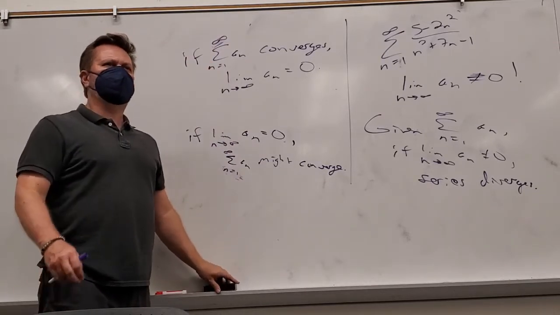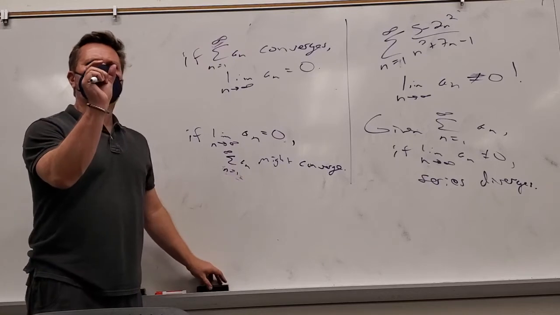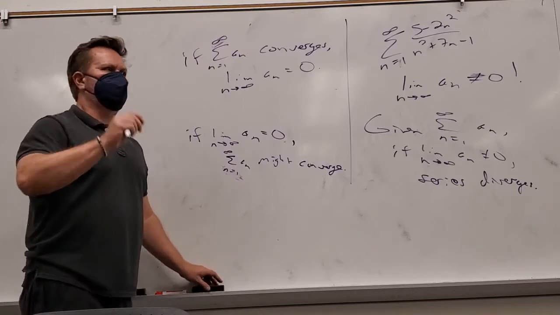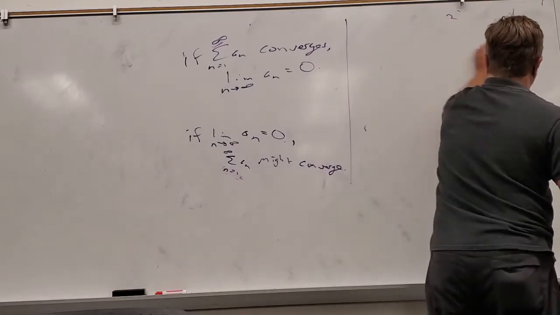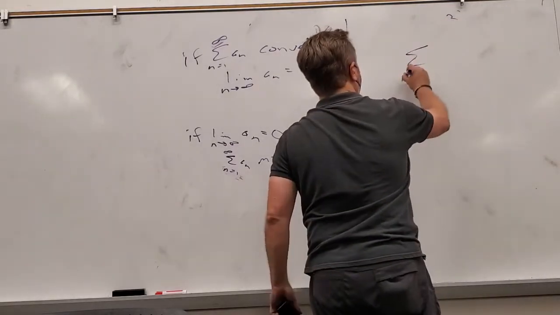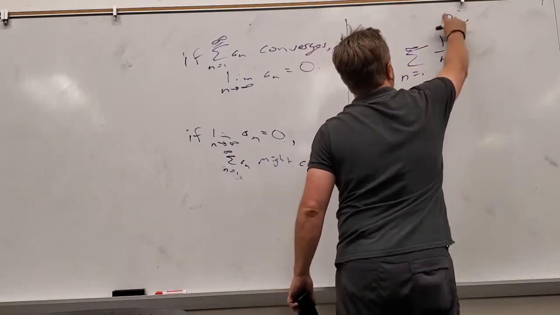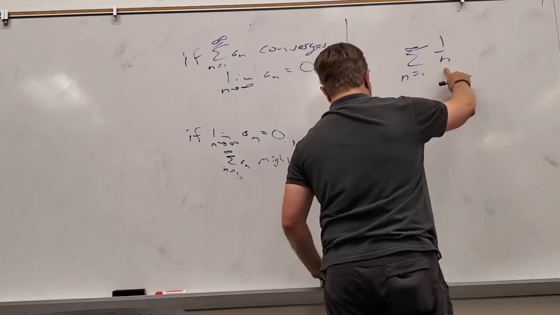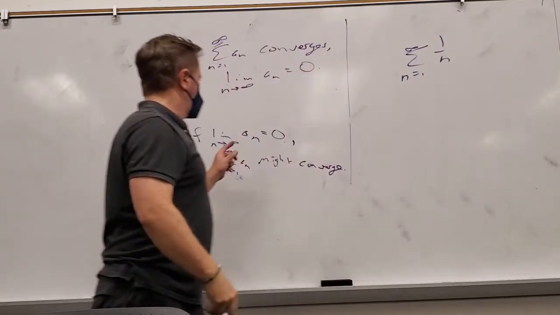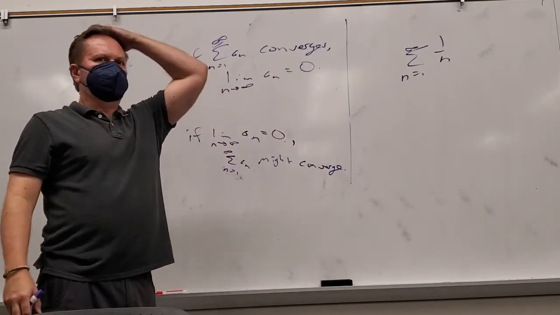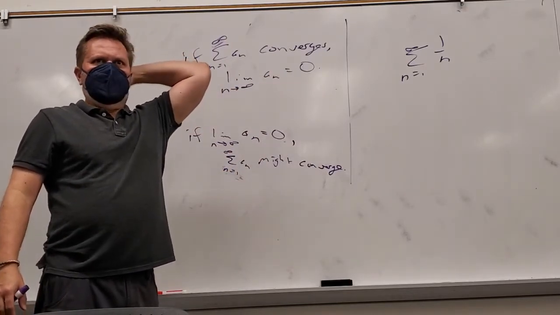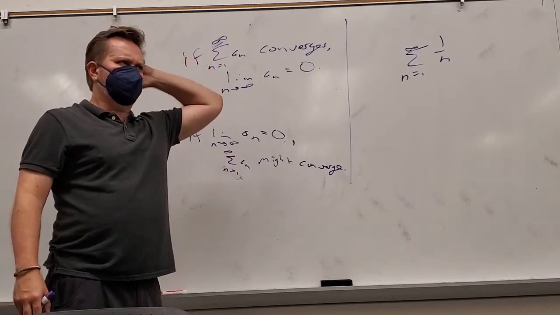Can somebody give me an example of a very basic little series that we know does not converge? Harmonic. All right. What's the harmonic? 1 over n. What's the limit as n goes to infinity of 1 over n? 0. So it's 0. So it could converge, but we know it doesn't. Right? Okay. You guys with me so far?